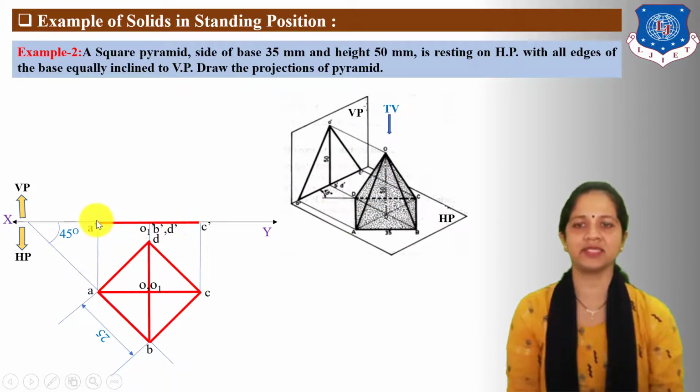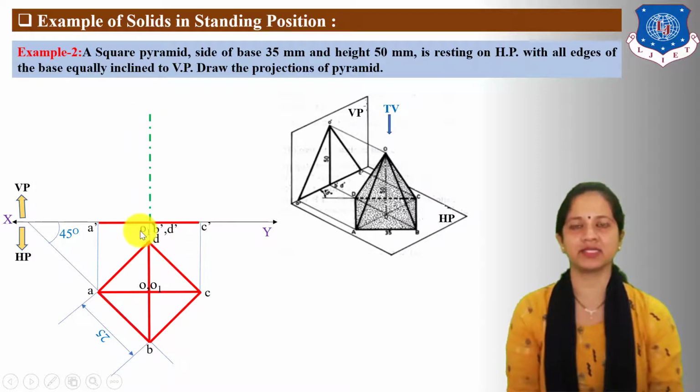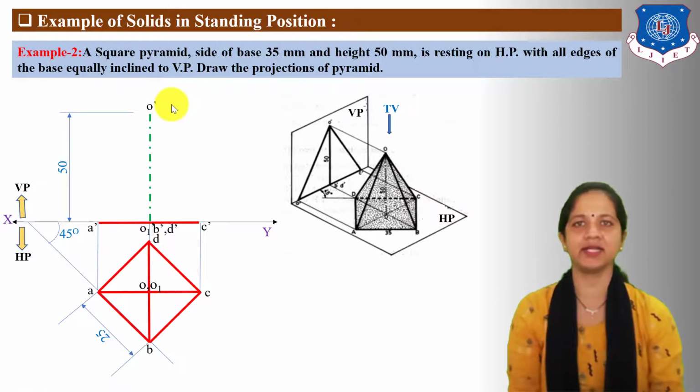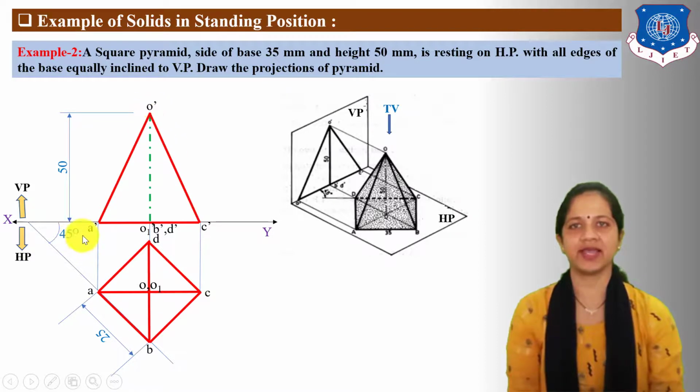Because the square pyramid rests on HP on its base, the base points are projected on the XY line. Next, connect the base as a straight line on the XY line. From the O1 dash point, draw a vertical axis which is perpendicular to the base. Take the height of the axis equal to 50 mm and mark here the apex point O dash. Next, connect the boundary edges of the square pyramid, O dash A dash and O dash C dash.